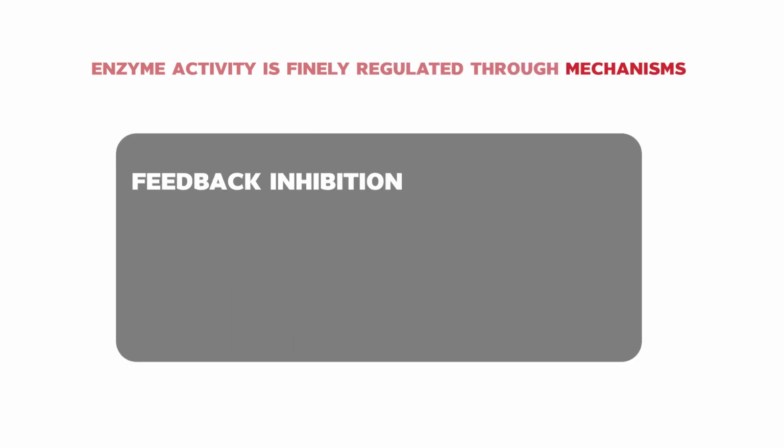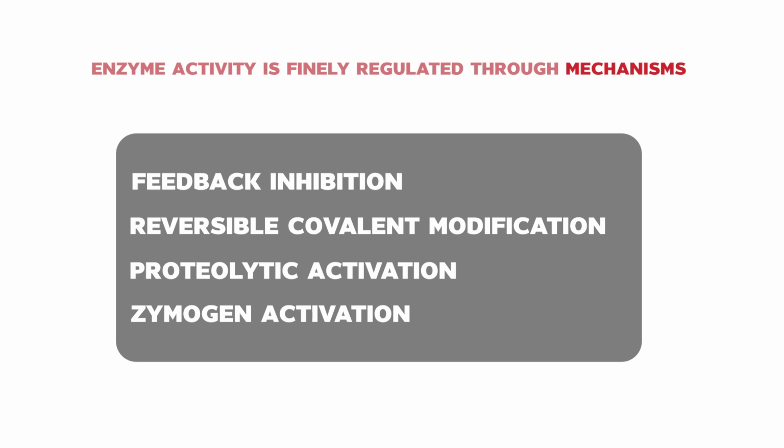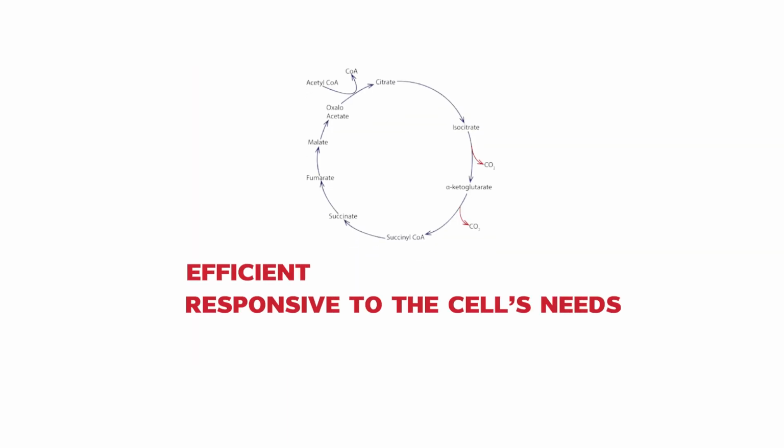To recap, enzyme activity is finely regulated through mechanisms like feedback inhibition, reversible covalent modification, proteolytic activation, and zymogen activation. These processes ensure metabolic pathways are efficient and responsive to the cell's needs, maintaining balance and adaptability in a constantly changing environment.